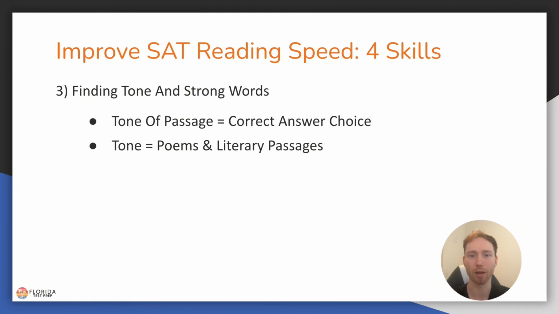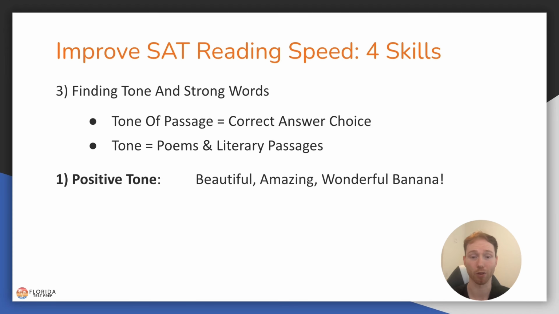So there are 4 types of tone and strong words to watch out for. First, you have positive tone. These are words like beautiful, amazing, wonderful, banana. So if I think about this banana, it's pretty positive, right? This is a pretty positive tone. It's going to be a great banana. So likely the correct answer choice will talk about the banana in a positive light.